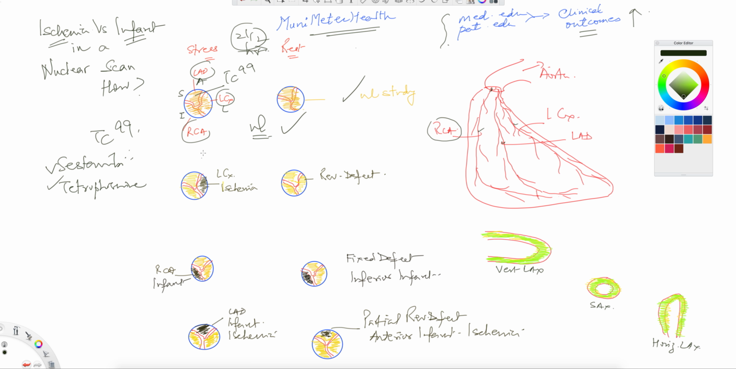Now let's understand what's happening in a setting where there's a defect. These are various examples I've done, so I have 3 examples here for you. The first example is showing left circ distribution where there is a defect during stress. That means the person during exercise did not show any flow going into the circ territory, the left circumflex territory, which is somewhere here in this area. Okay, so that's your left circumflex.